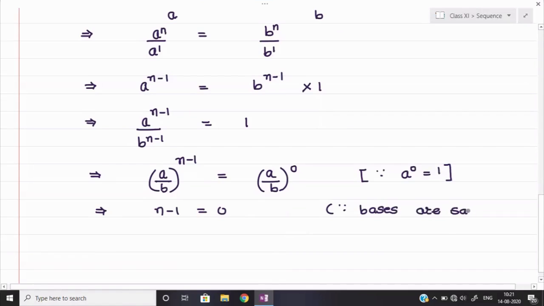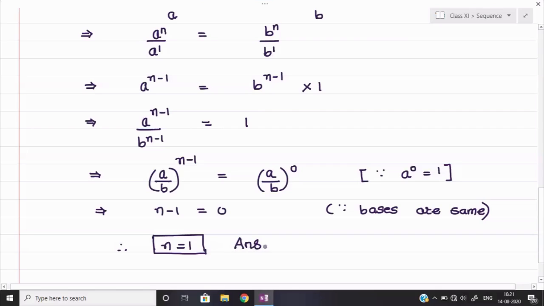And now you see, minus 1 will go to that side, so we will get the value of n is equal to 1. This is your required answer. This was the only thing asked in the question.